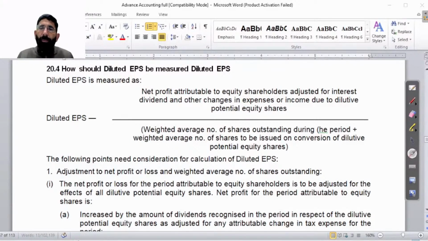Now what we have to do: NP attributable to equity shareholders, adjusted. That we have already discussed in our previous lecture. That is net profit available for equity shareholders, which we already know. First of all, what is the net profit available for equity shareholders? First, send me the answer. How to get the NP attributable to equity shareholders? Tell me how you will calculate it, quickly send me only this first point: NP attributable to equity shareholders.